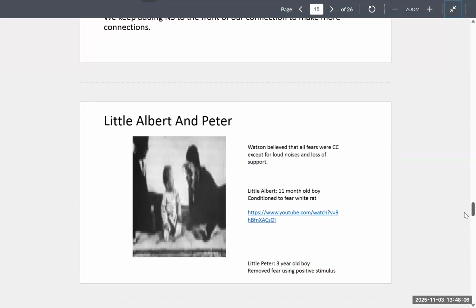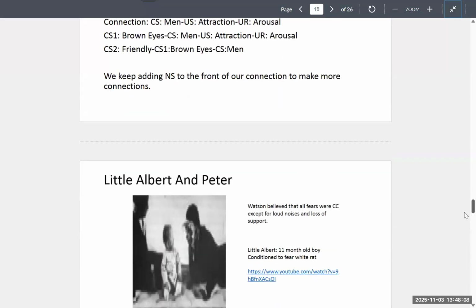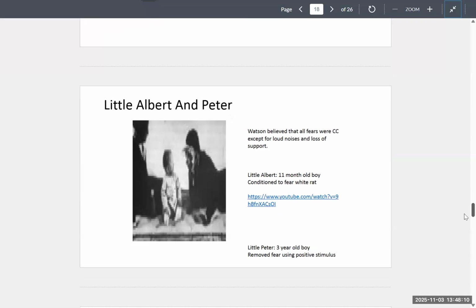Little Albert and Peter are famous experiments that were done in order to look at classical conditioning, specifically with fears. So John Watson believed that all fears were classically conditioned except for loud noises and loss of support. So he said the only two fears that we had that we were born with that were innate, unlearned, were loud noises and loss of support.